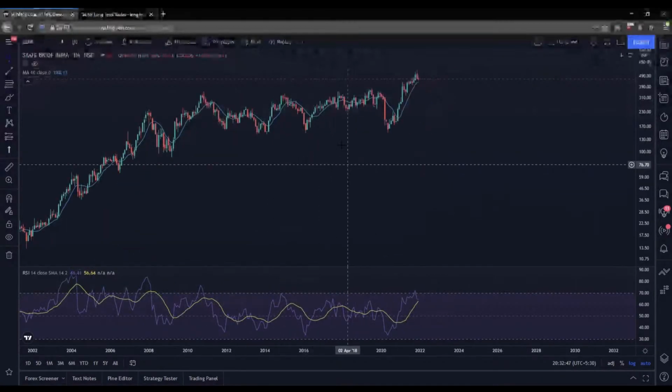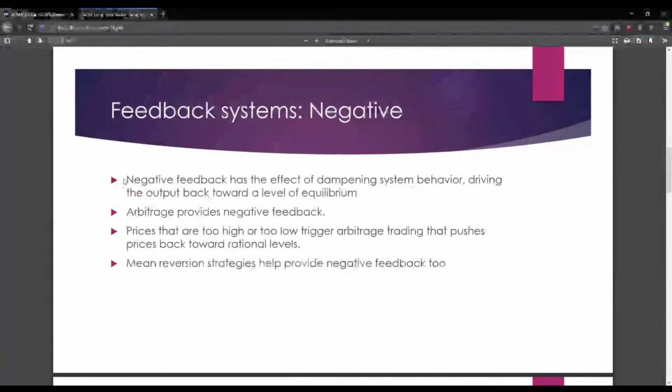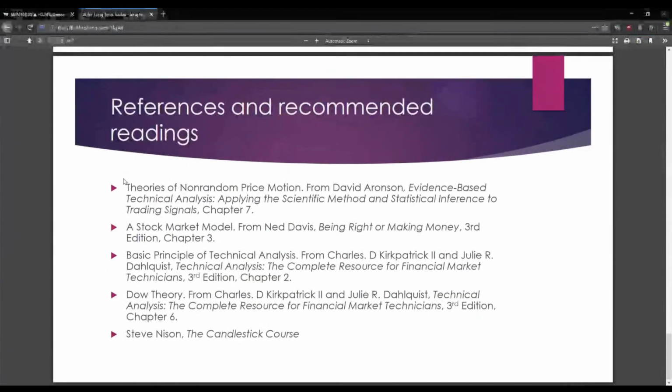So yeah, this is basically how to use basic analysis on the long term. Any questions?